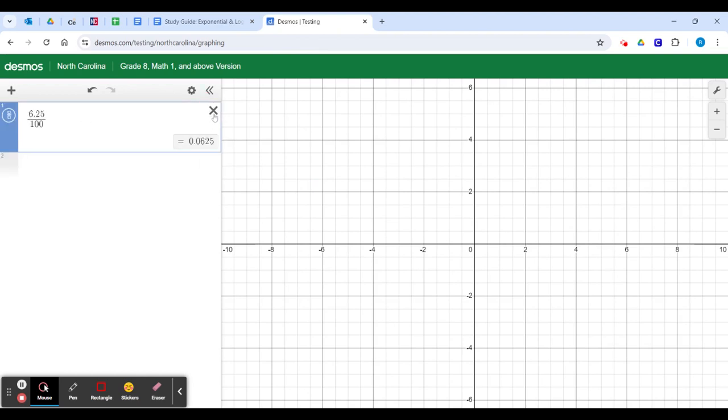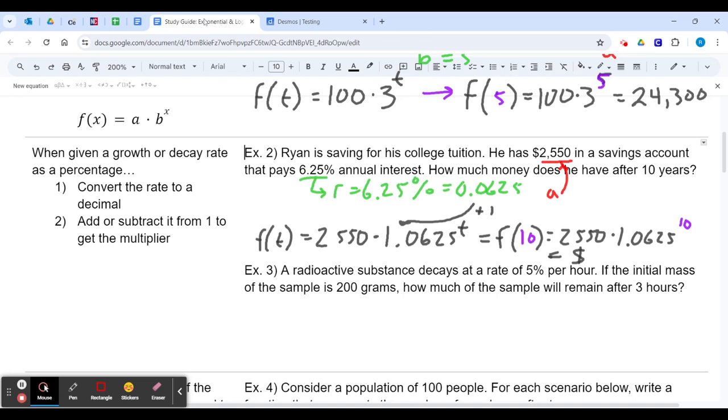We go 2550 times 1.0625 to the 10th. We get 4,675, and I believe that was 52 cents.